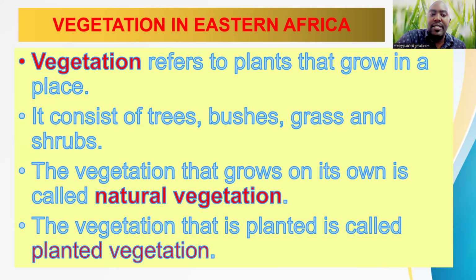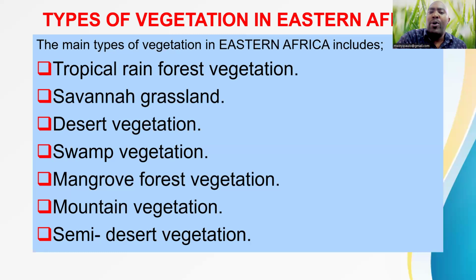And vegetation consists of trees, bushes, grass, and shrubs. The vegetation that grows on its own is called natural vegetation. And the vegetation that's planted is called planted vegetation. Now, which are the main types of vegetation that we have in Eastern Africa?